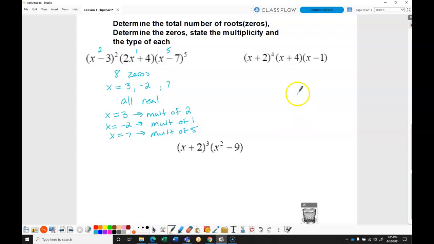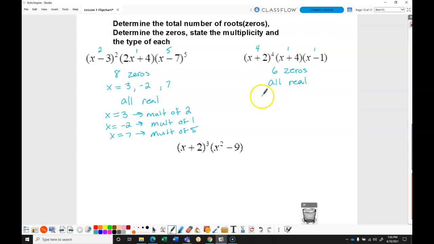All right, so looking at the second one here, this one gives me 4 x's. That's 1 x there, and that's 1 x there. So I'm looking at 6 zeros. Okay. All right, and if I find out what they are, I can list them. It looks like they're all going to be real numbers. I don't see any imaginary here.